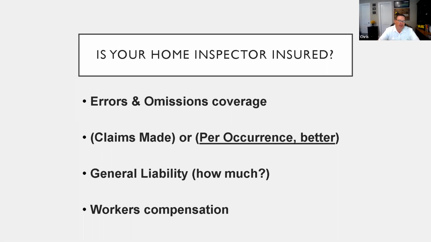These are some good ones too. Errors and omissions coverage. Are they required to have it? Well, of course, TREC requires us to have a $1 million E&O policy and a general liability policy. Most home inspectors have tripled that. A lot of new builders, Toll Brothers and a few others, now require you to have a $3 million general liability policy. So as a home inspector, what can I possibly do to a house that I'm inspecting to cause $3 million worth of damage?